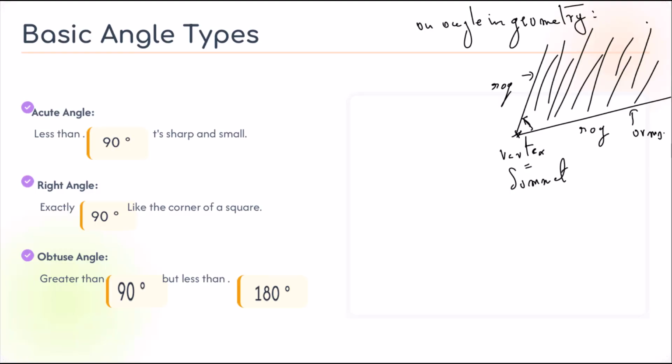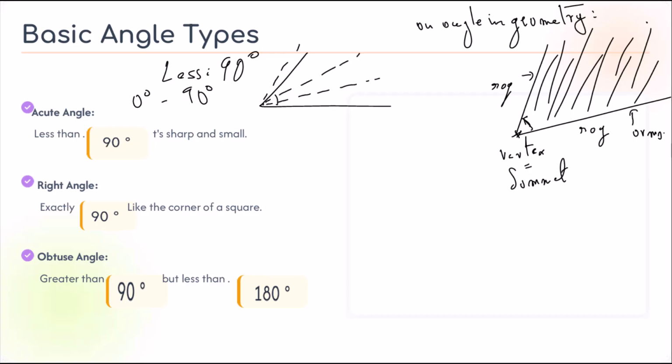Now we want to talk about angle types. The first one, as I said, is the acute angle, which is something that looks, let's say, something like this. It's less than 90 degrees, or between 0 degrees and 90 degrees. So it can be something like this, or even smaller, or let's say, for example, 45, and so on. So the second type is the right angle.